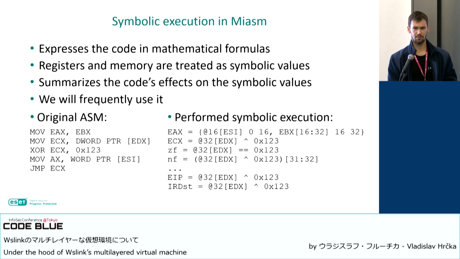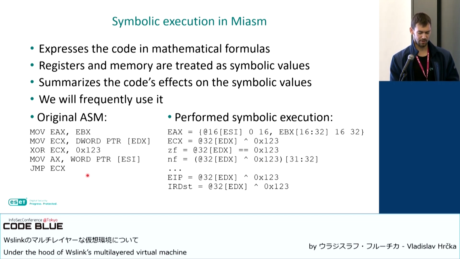Okay, so let's look at symbolic execution. We'll focus on the implementation in Miasm because we'll use it in our code. What it is, is it expresses code in mathematical formulas, and registers and memory are treated as sort of symbolic values, and it summarizes the code's effects on these symbolic values inside of a basic block. Here we can see it on an example which should make it clear.